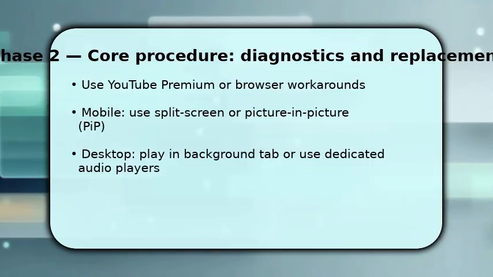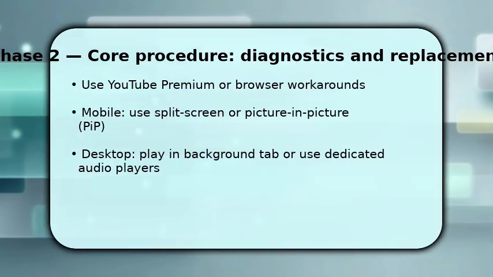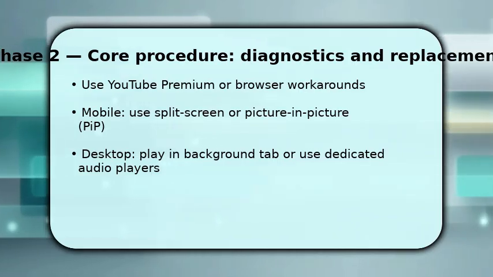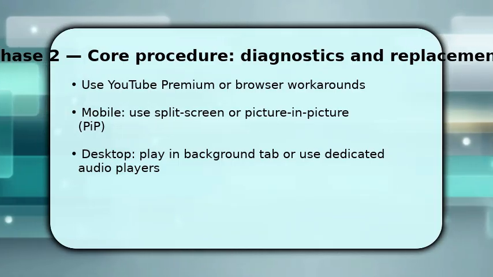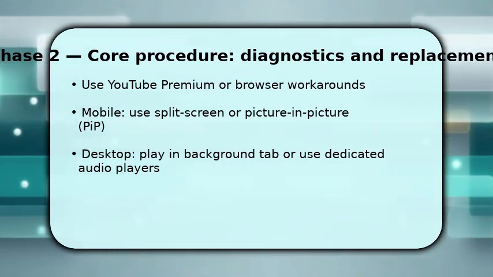If not, use picture-in-picture or split screen on Android and iOS. Tap the home button or Pi icon to detach the video. On desktop, open YouTube in a tab, then switch to another app. Some browsers keep audio live, or use a browser extension or lightweight audio player to keep the stream active.